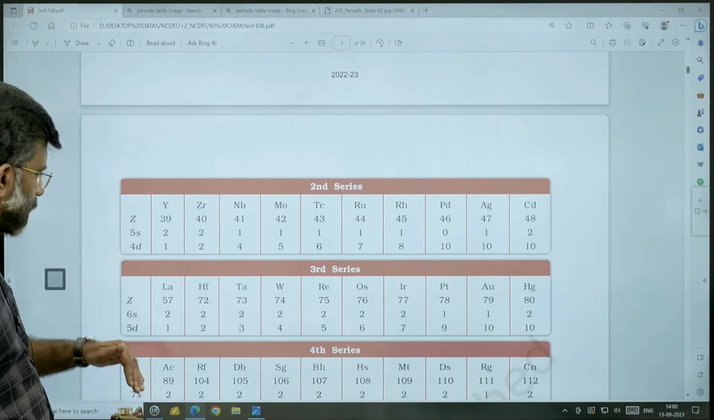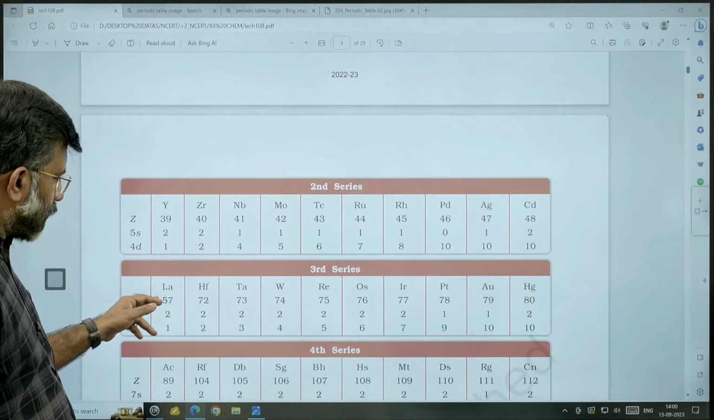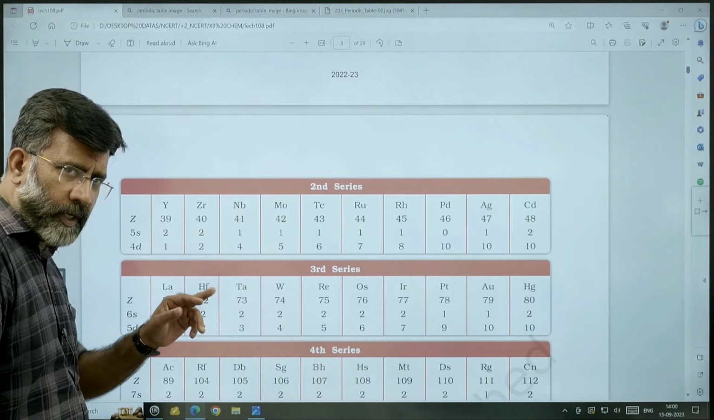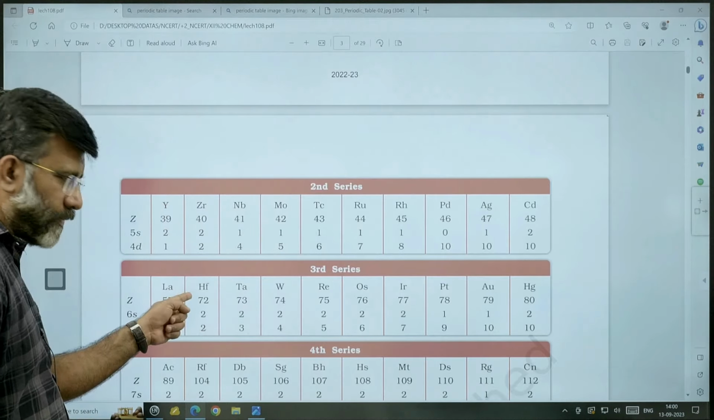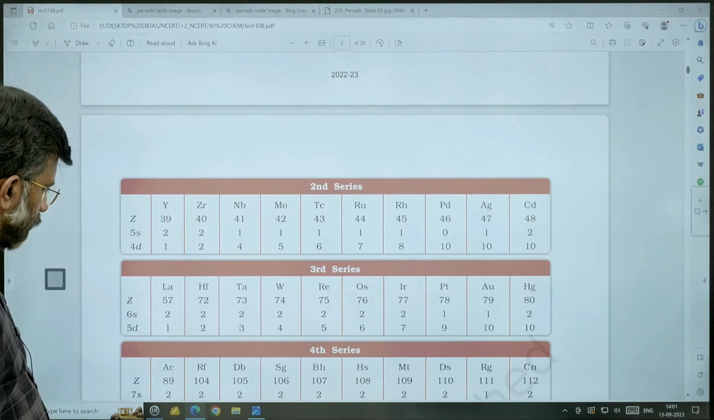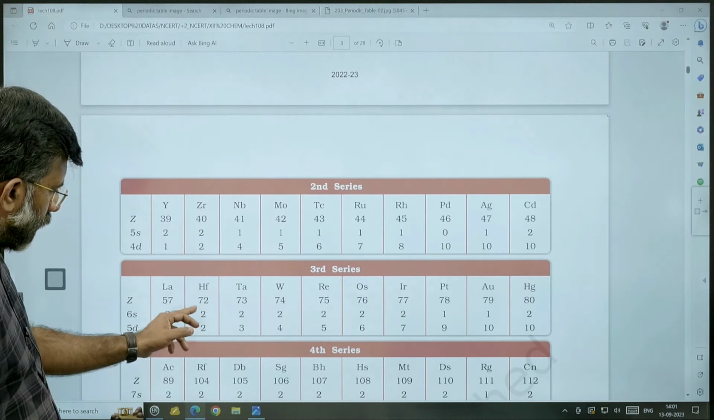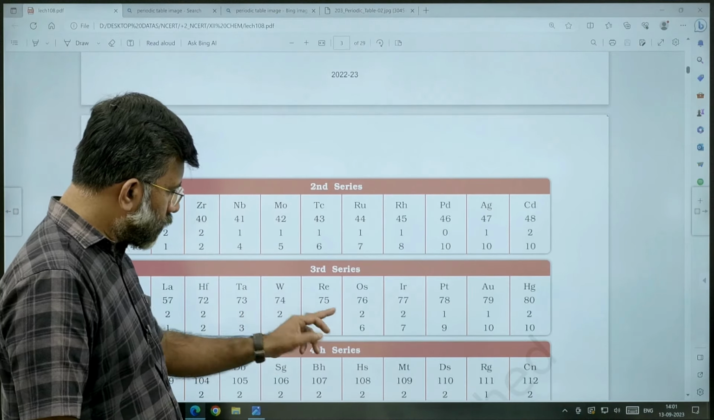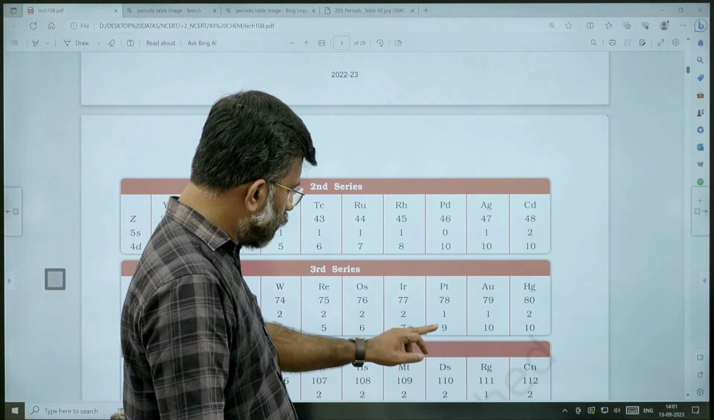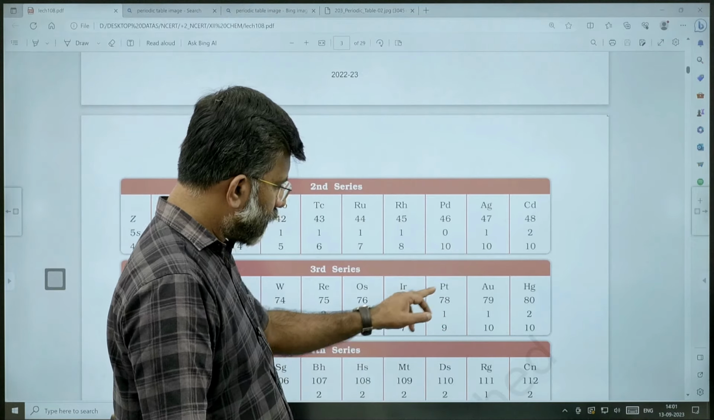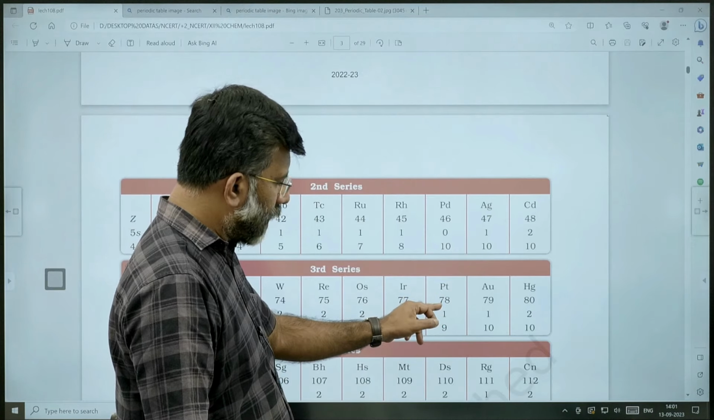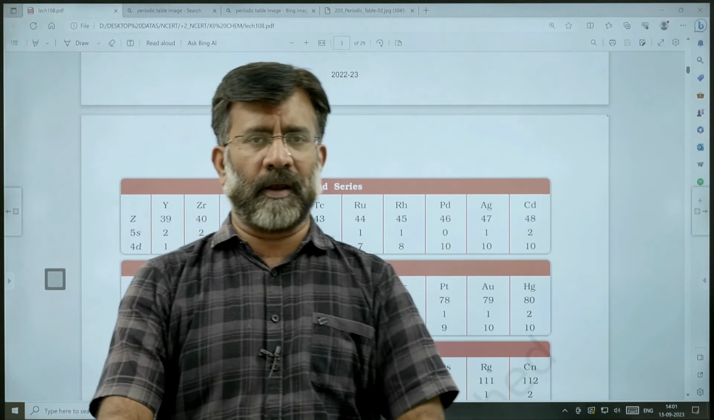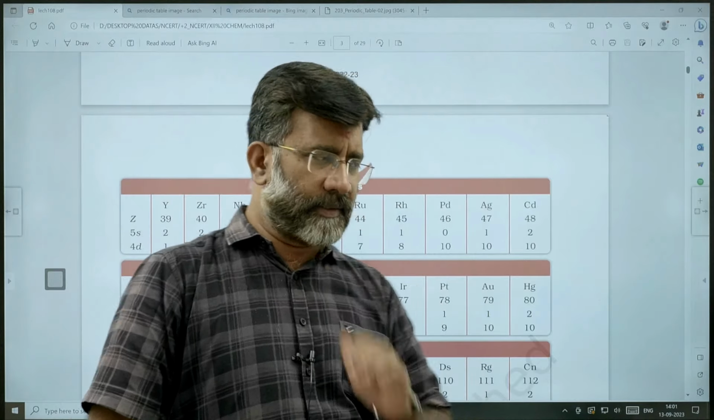Coming to the next, lanthanum, after 57 lanthanum, 58 cerium to 71 lutetium, lanthanoids. After that, 72 hafnium. You can see the configuration: D1S2, D2S2, D3S2, D4S2, D5S2, D6S2, 7S2. Here only one difference. It is not 8S2, 9-1, 10-1, 10-2. Two cases there is an exceptional configuration in the third series.